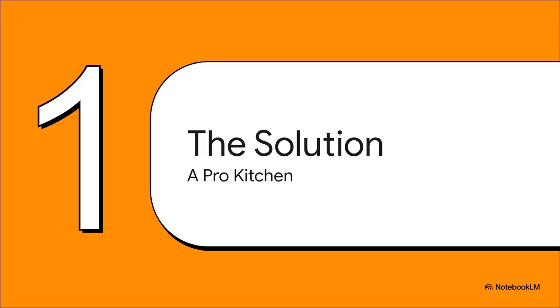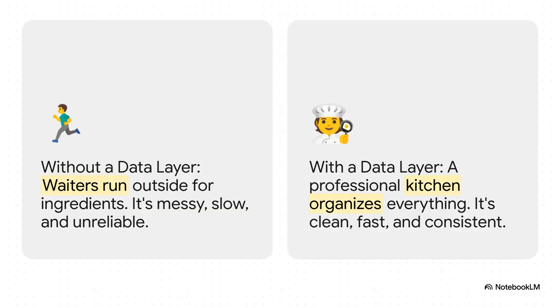And to get our heads around it, let's stop thinking about code for a minute and instead think of our app like a fancy restaurant. And the heart of that restaurant, a professional, organized kitchen. And that kitchen, that's our data layer. And seriously, the difference is just night and day.